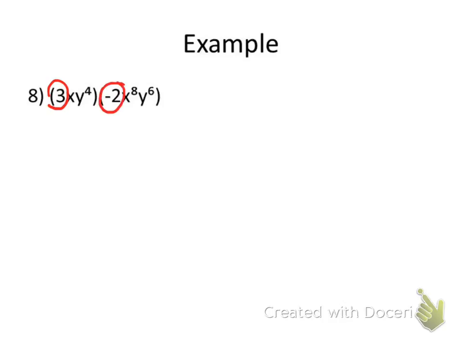Regular old numbers in the front of these two expressions that are being multiplied are 3 and negative 2. So what do I have in the front of my answer? Negative 6. Just multiply them like normal. Don't get fancy on me. All right, next I have x to the first, x to the 8th, x to the 9th, and in the back I have y to the 4th, y to the 6th. Y to the 10th. Very good.